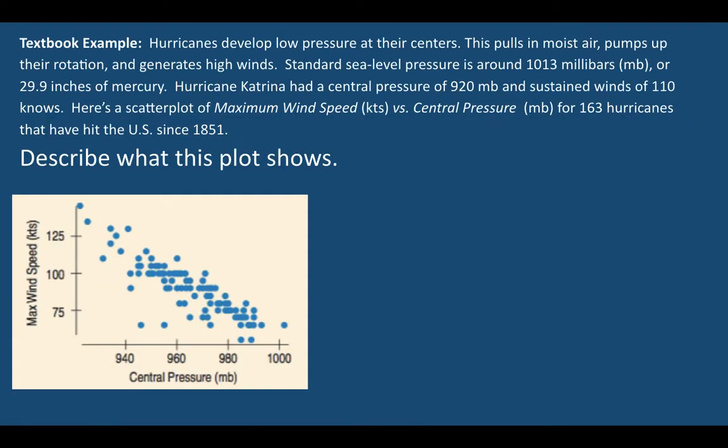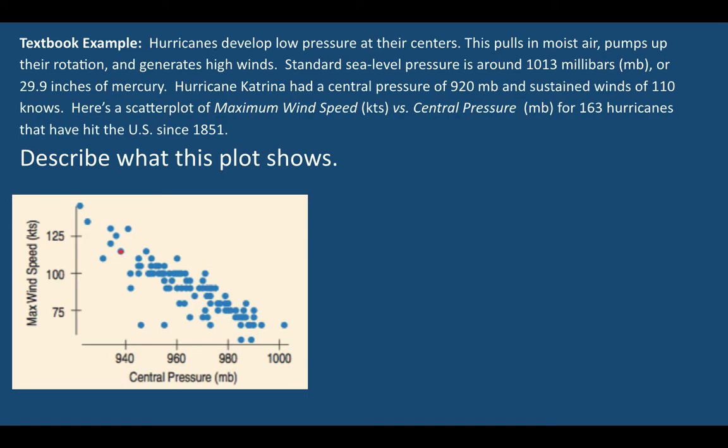So let's put this into practice. Here's an example from your textbook. It says hurricanes develop low pressure at their centers. This pulls in moist air, pumps up their rotation, and generates high winds. Standard sea level pressure is measured around 1,013 millibars or 29.9 inches of mercury. Hurricane Katrina had a central pressure of 920 millibars and sustained winds of 110, that should say knots. So if we go over to 920 and up to 110, that's probably about this point right here, Hurricane Katrina.